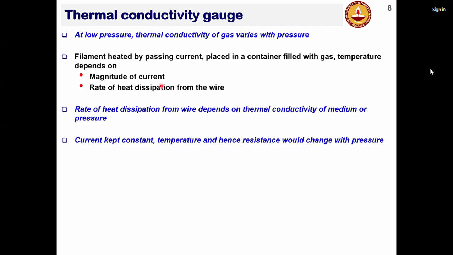Now, if you keep the current fixed, then the heat loss would depend on the thermal conductivity of the medium, and the thermal conductivity of the medium depends on the pressure. That means when the current is kept constant, the temperature of the filament, or consequently its resistance, because resistance and temperature are related, would change with the pressure inside the container. So that is the principle.